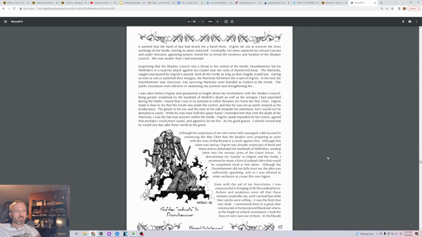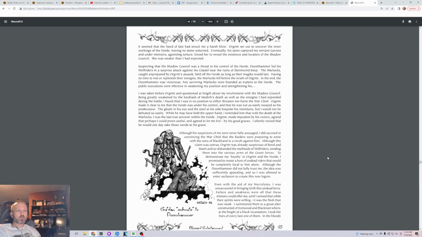in the second game. To demonstrate my loyalty to Orgrim and the Horde, I promised to create a host of undead riders that would be completely loyal to him. Although the Doomhammer did not fully trust me, the idea was sufficiently appealing, and so I was allowed to enter seclusion to create this new legion. And there's Gul'dan submitting to Doomhammer.